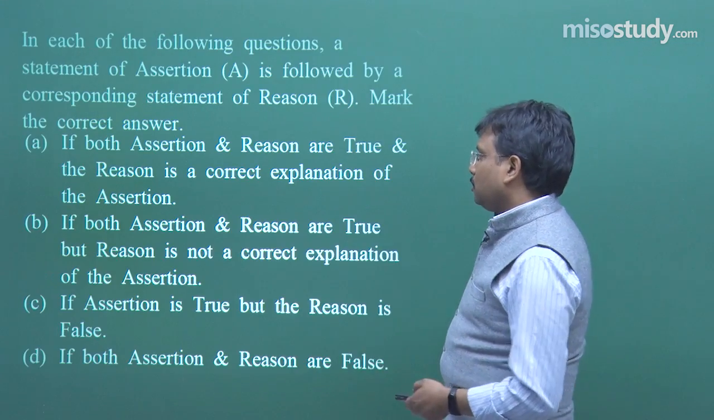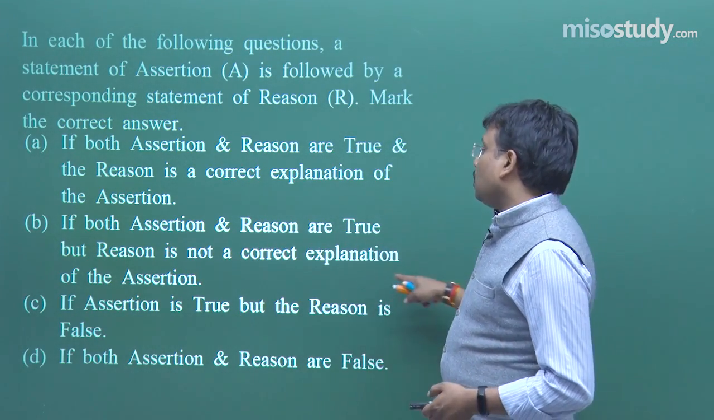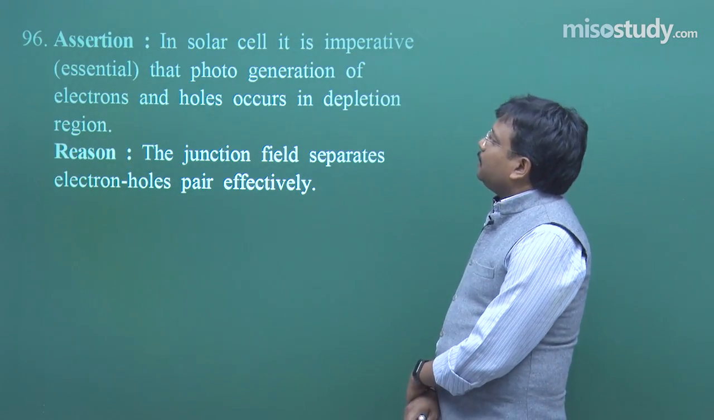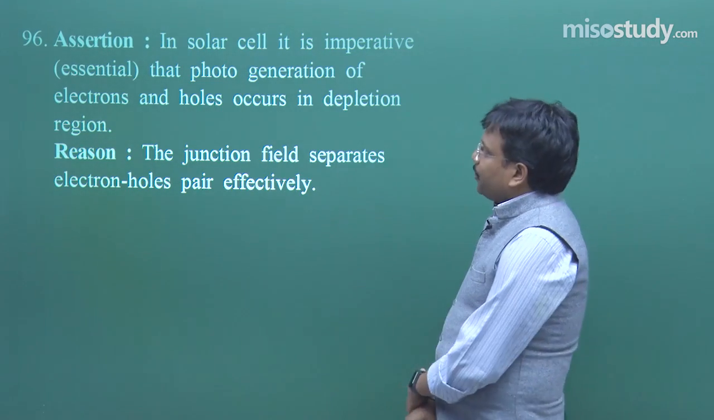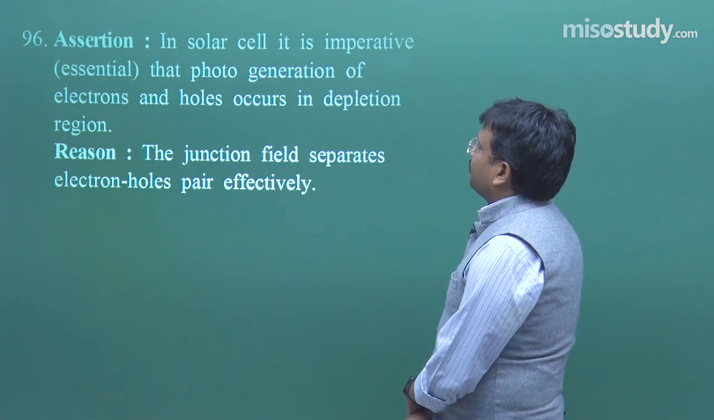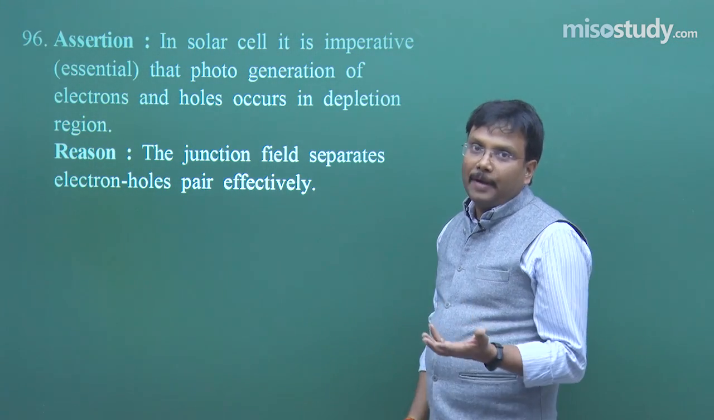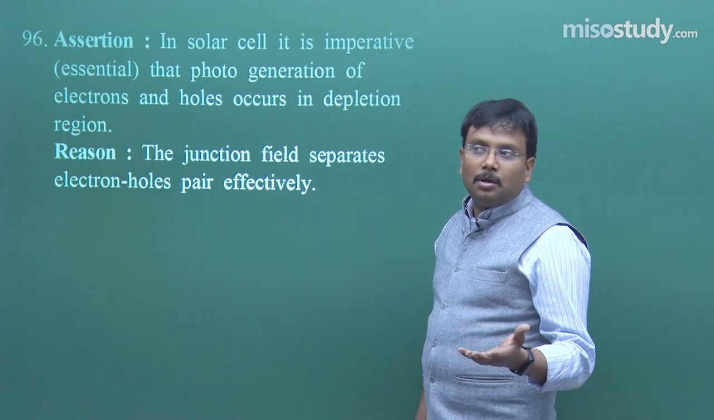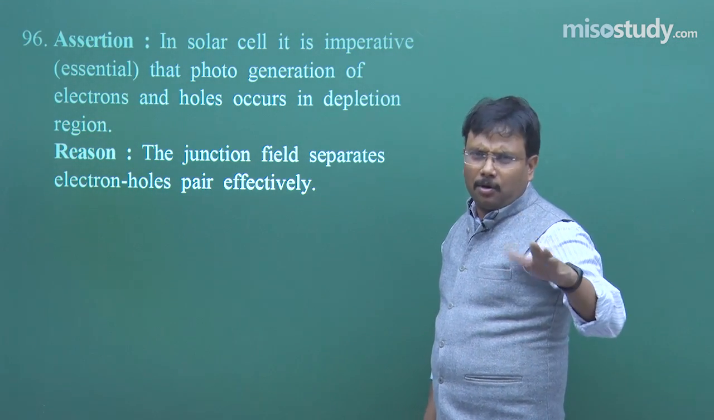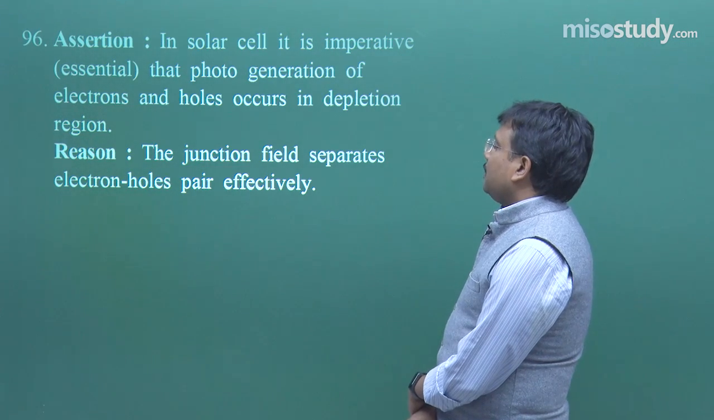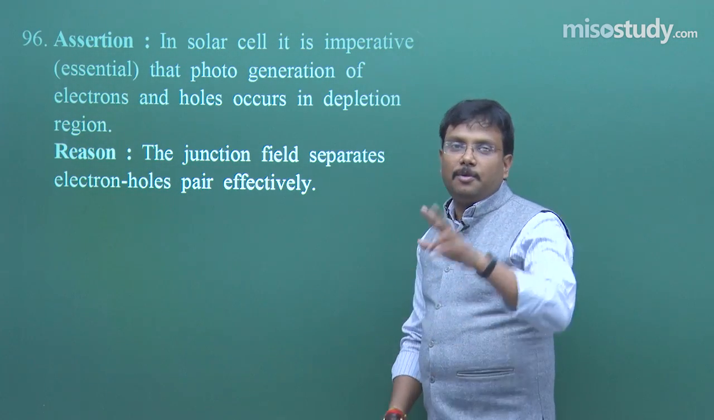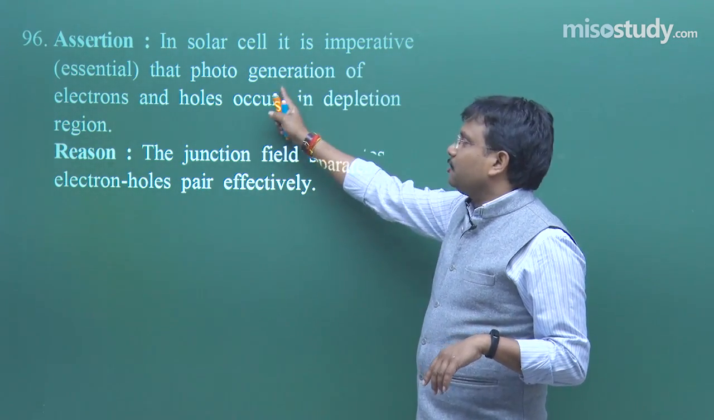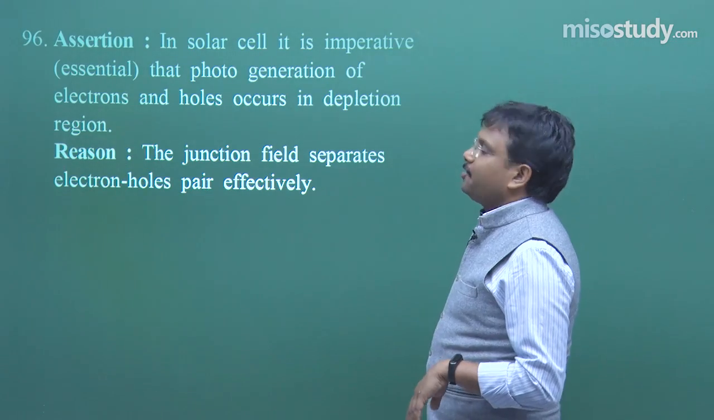Fine, both are true, but not the correct explanation. In solar cell, it is imperative, I mean essential, that photogeneration of electrons and holes occurs in depletion region. It is also a fact. And solar cell, light emitting diode, Zener diode, photo cell, they all are part of your course curricula. The junction field separates electron-hole pairs effectively because both have different charge. So, both these statements are true, and it is also explaining this one. So, the correct option for 96 is A. Okay.